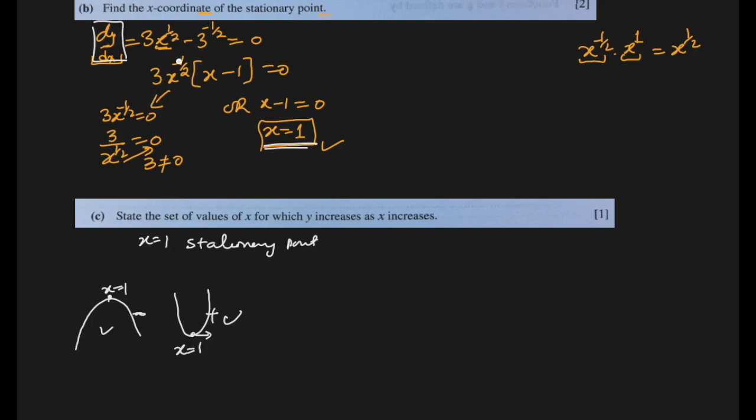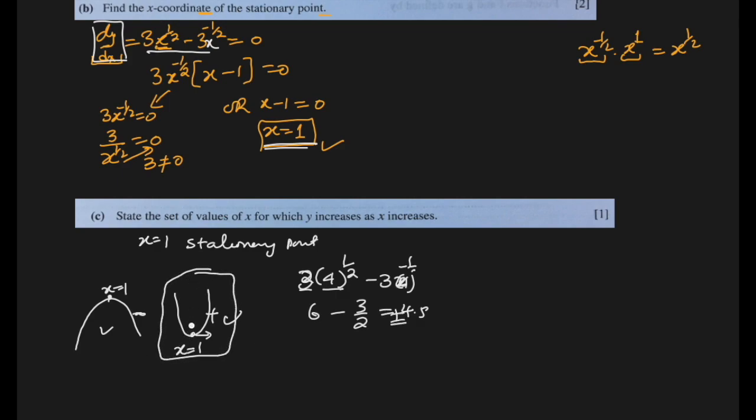Okay, so let's put 2 in this. Rather, let's put 4, because 4 has a square root, so it will be easy for us to do. 3 times 4 to the power half minus 3 times... oh, there was x also here. X to the power minus half, so x is 4. Is it positive or negative? 3 times 2, 6, minus 3 divided by 2, 1.5, gives 4.5. Positive. That means this is the case. X equal to 1 is a minimum.